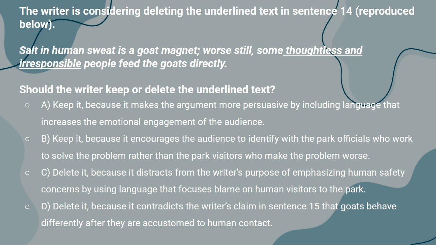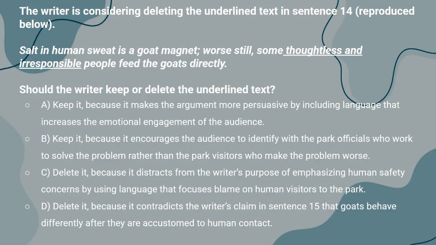Again, if you want more questions on this passage, there's 18 questions in the progress check on AP Classroom, but these are just 4 questions I took from it because I think it's good. Here we go. The writer is considering deleting the underlying text in sentence 14. Salt in human sweat is a goat magnet, which we just read. Worse still, some thoughtless and irresponsible people feed the goats directly. Should the writer keep or delete the underlying text?